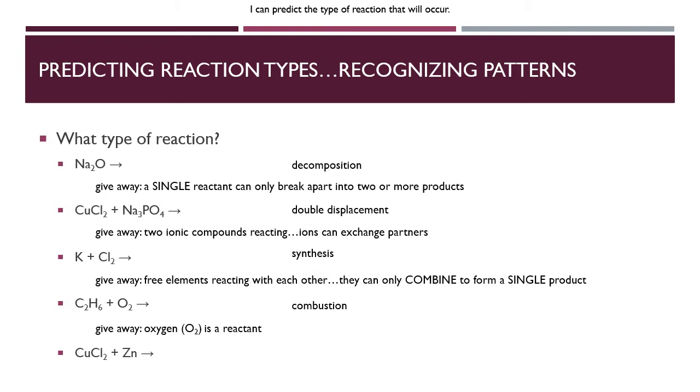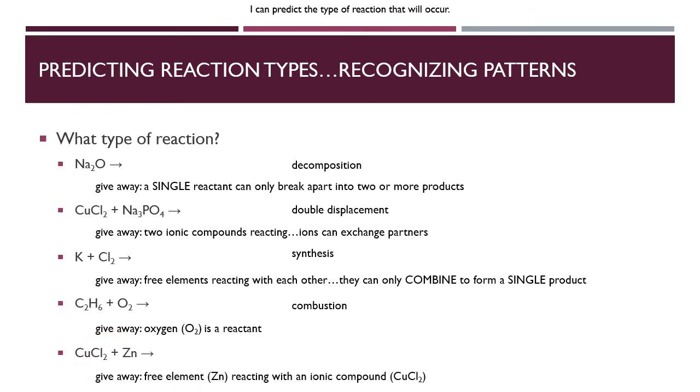And then finally, our last example is copper 2 chloride, the CuCl2, reacting with zinc. Now do recognize that these reactants here look very similar, at least as far as a pattern, to the last example. And I did this in this particular order so we can see this. Oftentimes students will confuse this combustion reaction with what we're going to classify here.